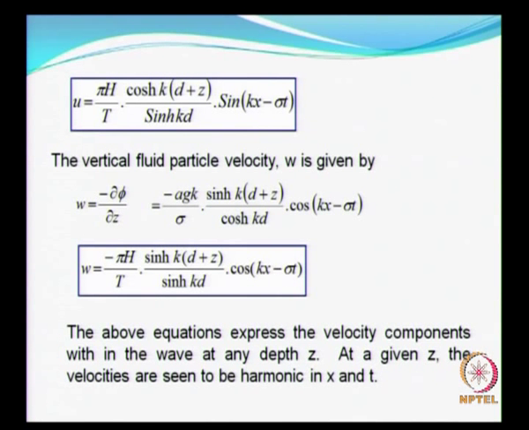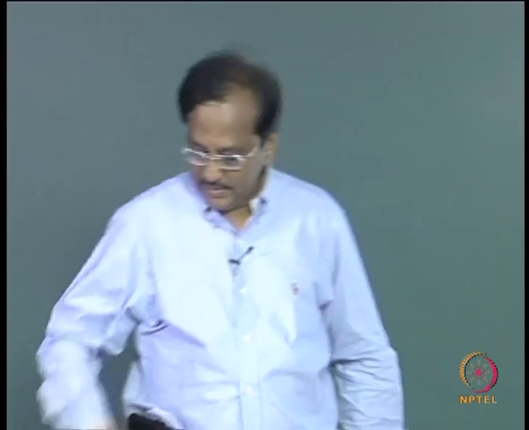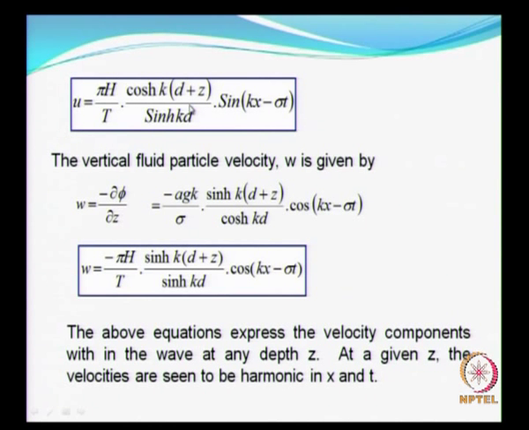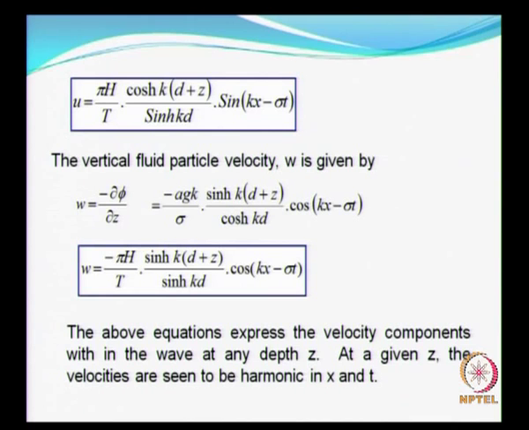So at each elevation you can obtain Umax, on the assumption that kx minus sigma t is 90. When kx minus sigma t, that is the theta, is 90, then sin 90 is equal to 1. So you will have the maximum value of u at the crest of the wave, because we are talking about a sinusoidal wave and crest is theta equal to 90.